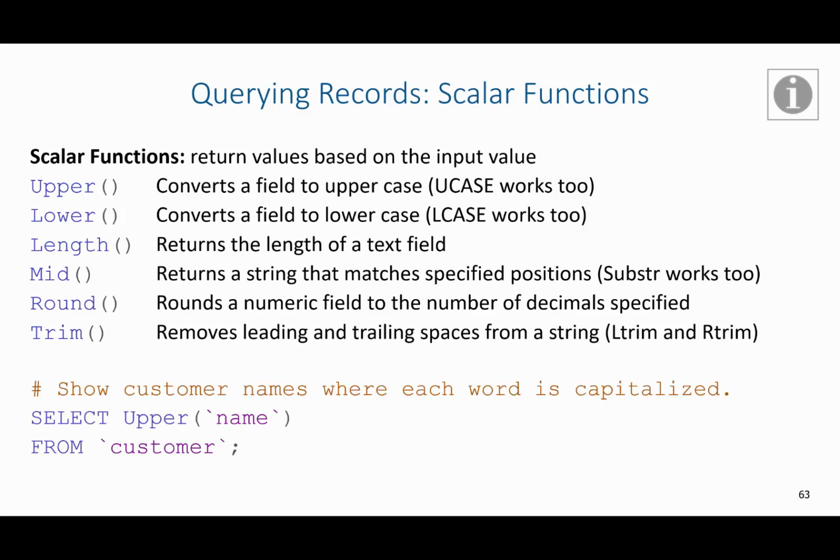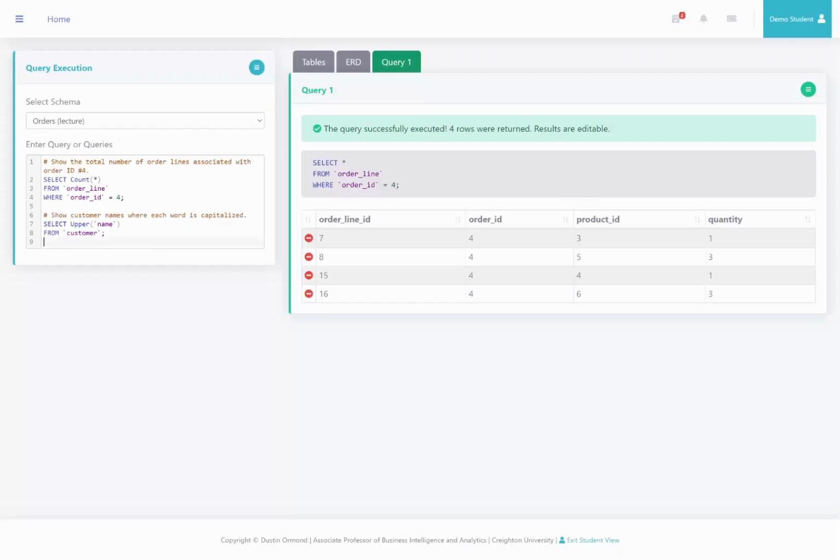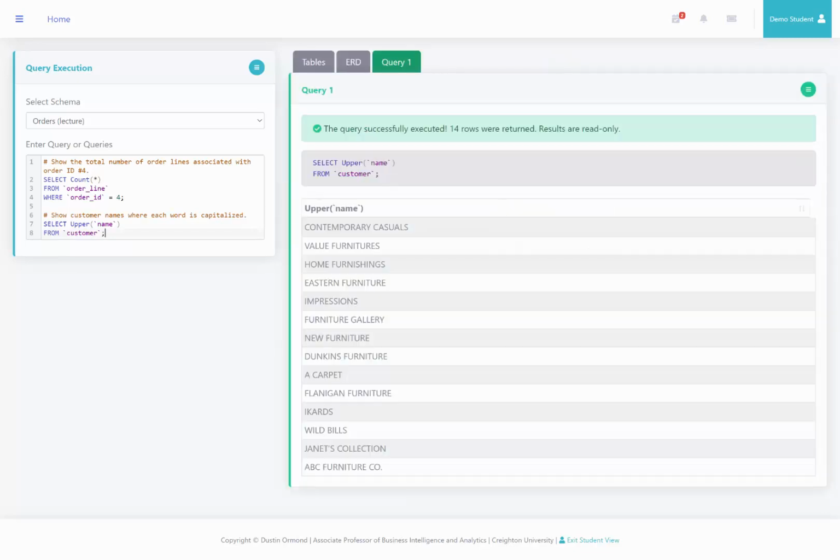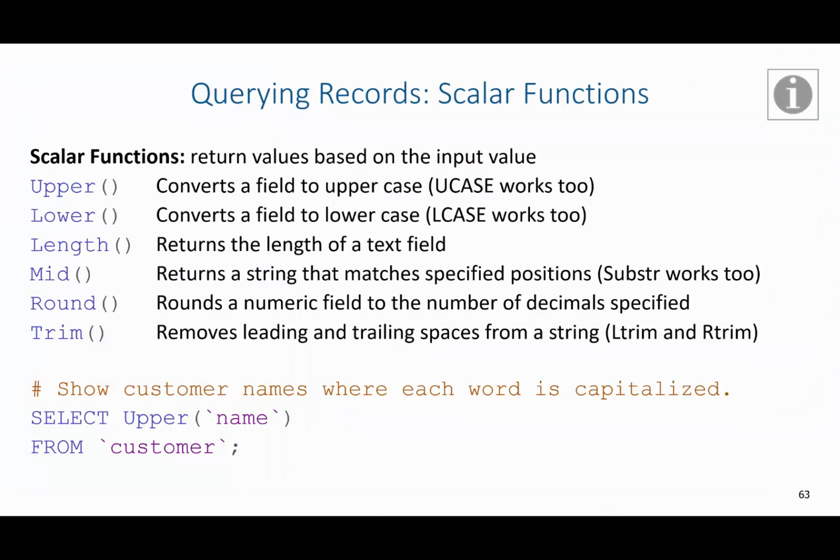For example, if I wanted to see all customer names capitalized, I'd say select upper name from customer. Here we are back at the server. I've pasted this query. I'm going to run it, and you can see that it capitalizes all the customer names. If you're interested in additional scalar functions, you can click the link in the top right corner to learn more about them.